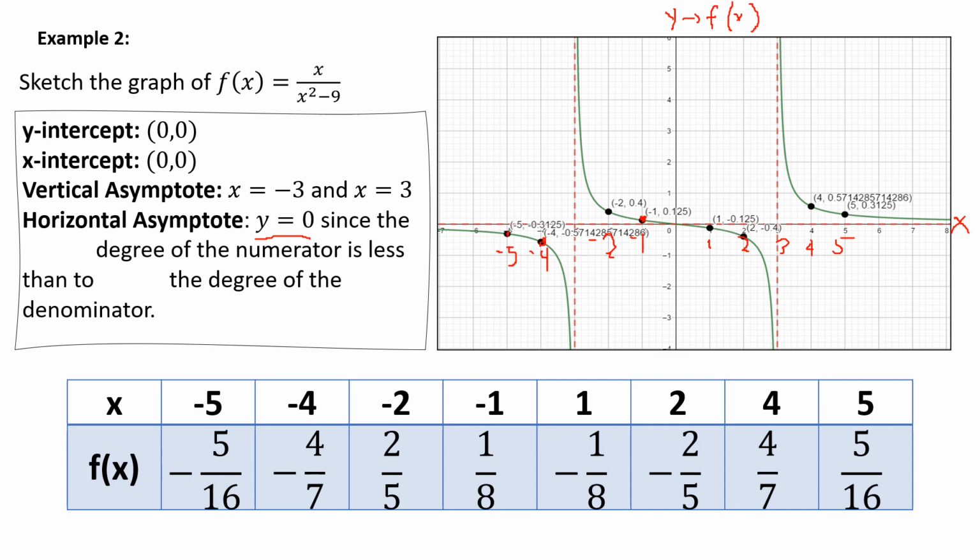Okay, next, you plot +1. If x is +1, the point is -1/8, which is part of the graph. Next, if x is +2, its f of x is -2/5. If it is +4, its f of x is 4/7. And then, if x is 5, its f of x is 5 over 16. 5 divided by 16 is 0.3125. It does not go past 1.